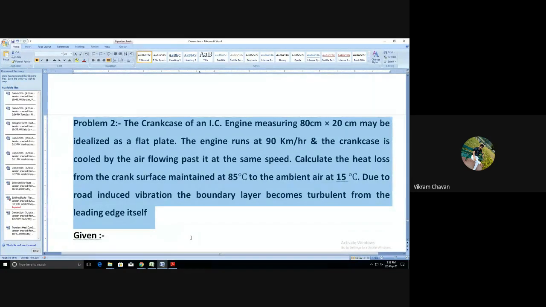Due to road induced vibration, the boundary layer becomes turbulent. The boundary layer becomes turbulent from the leading edge itself.